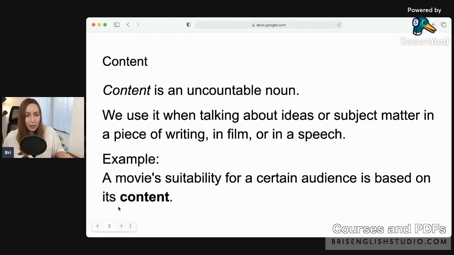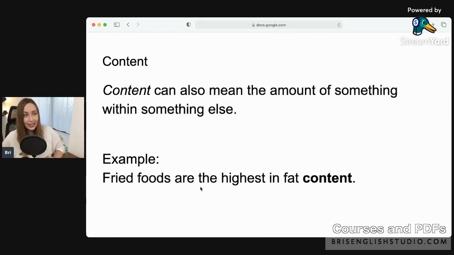So if the movie has mature content, then we would say this movie is not suitable for children. It has mature content, so we can only let people watch it who are over the age of 18, for example. Okay? So we physically can't touch the content of a movie. Very good. Let's look at the next slide.